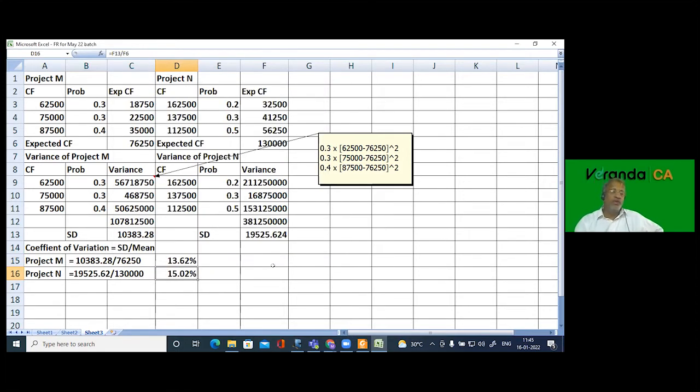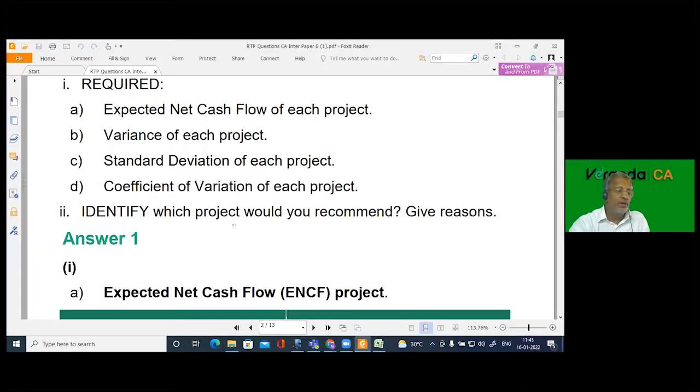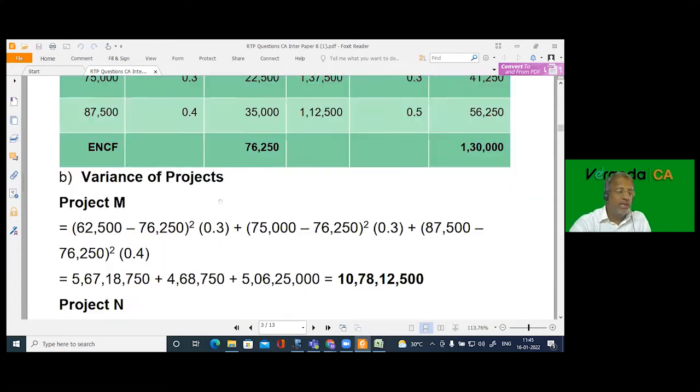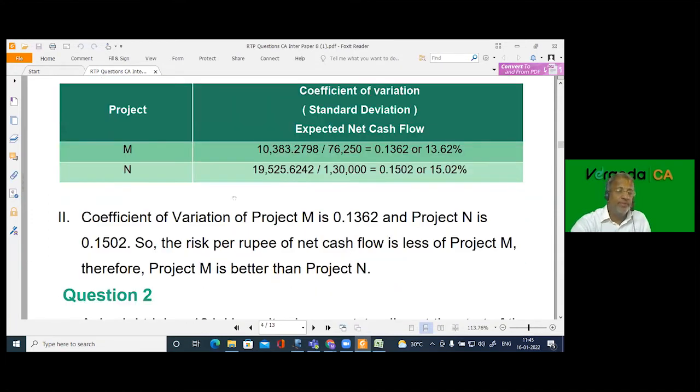So 15.02. The one which has got higher percentage is riskier. The one which has got lesser percentage is less risky. So the question: which project would you recommend? M is what they would have taken. The coefficient of variation of M is 13.62, whereas in the case of N, it is 15.02. So the risk per rupee of net cash flow is less in the case of M. Therefore, M is better than N.